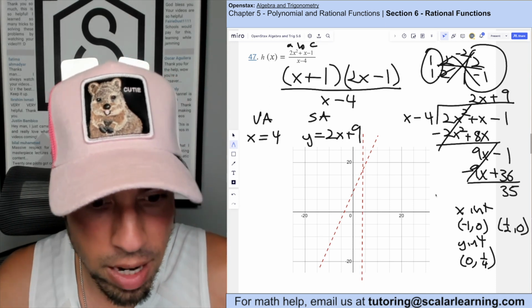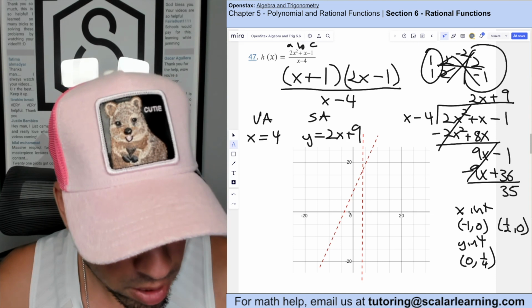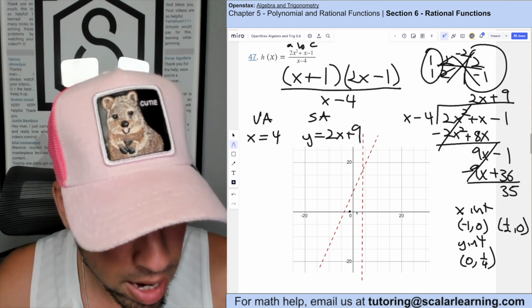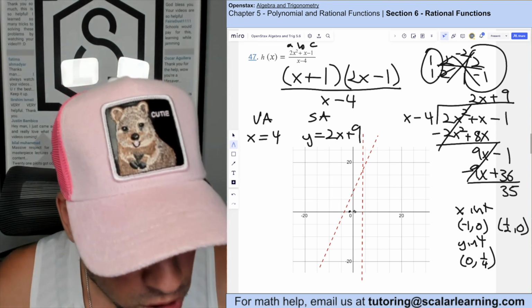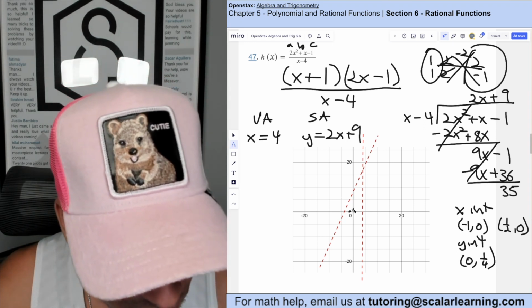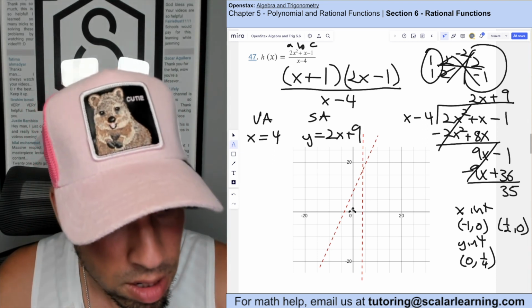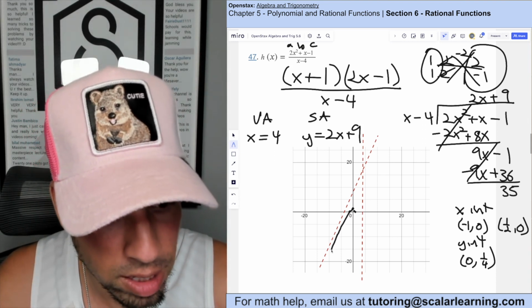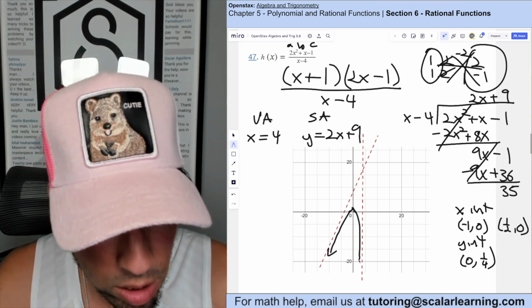Let's plot those. So we got an x-intercept at -1, 0, which is approximately right here. And then we got another one at 1/2, 0, which let's say is right around here. And we also have a y-intercept of 1/4, really just approximating, on the y-axis. So we got a pretty good idea that this thing is on the inside. And then again, just like our typical graphs, we're hugging those asymptotes as we go down.